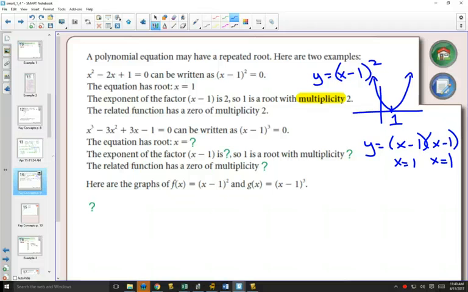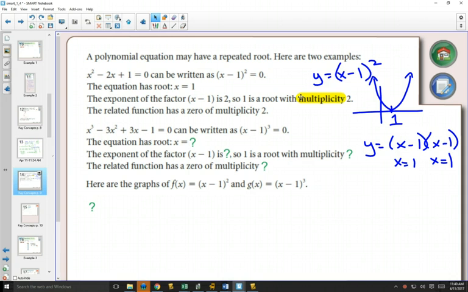So what we're going to look at is what happens to graphs when a root has a multiplicity of something bigger than 1. Because all of our ones so far have only had a multiplicity of 1, and then our graph just goes straight through that point. But when it has a multiplicity of 2 or 3 or 4 or 5, we're kind of curious what happens to that.